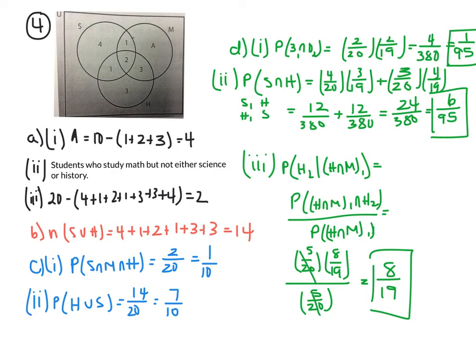The next one is the probability that one of the students studies only science and one of the students studies only history. For this one, order doesn't matter.